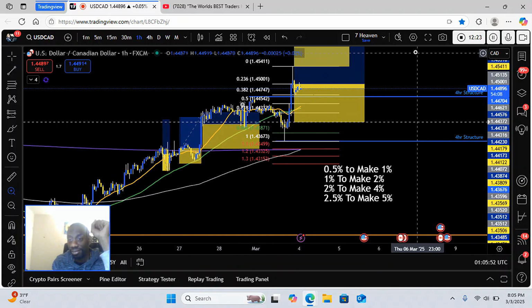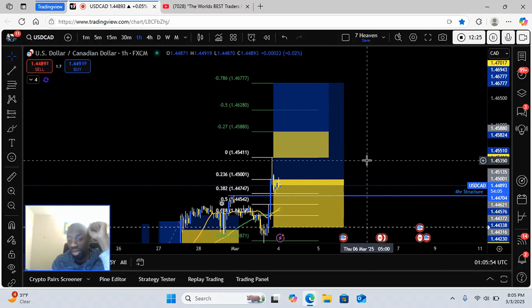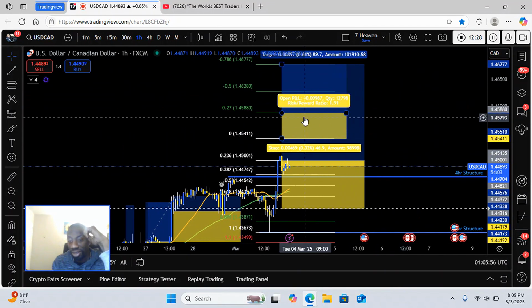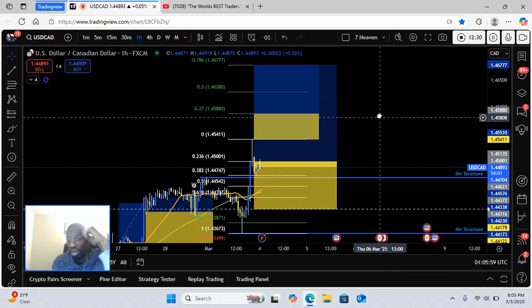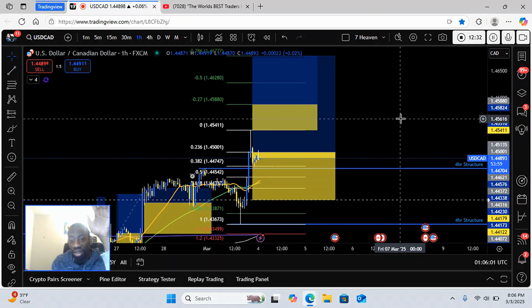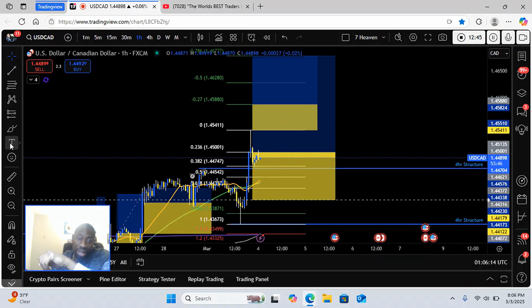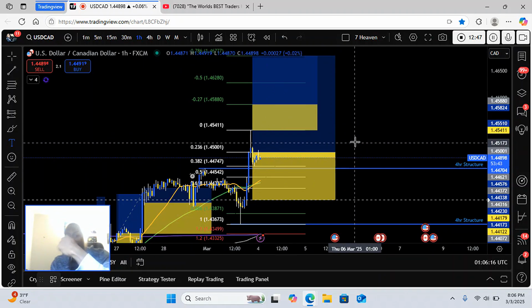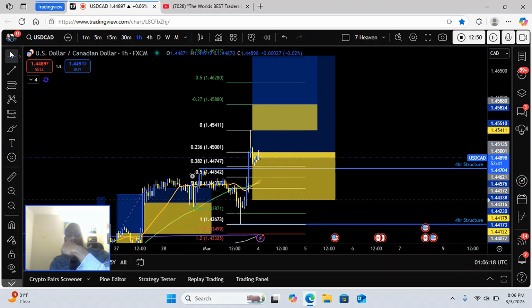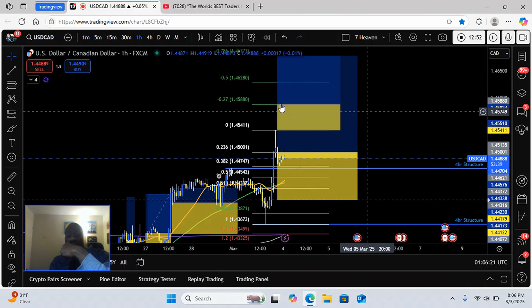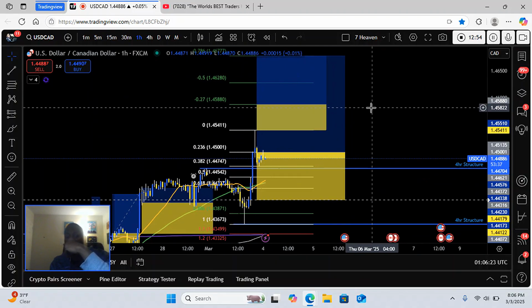So this could be a loss. I gotta say, this could be a loss probabilities-wise, but it is straight up part of the strategy. I would not be risking 1% on this trade, and I'm just going to be doing that 0.5. 0.5 risk here to make 1%.